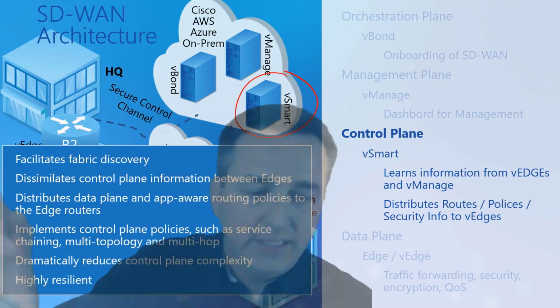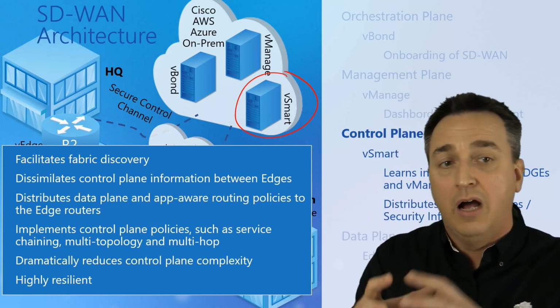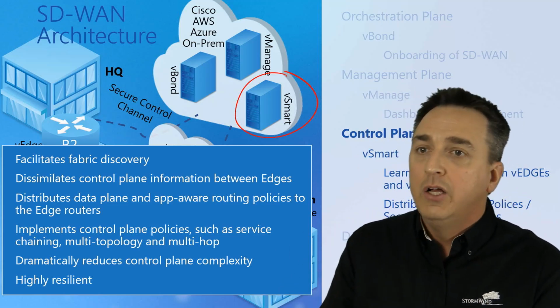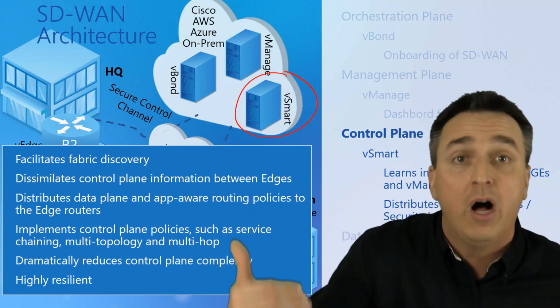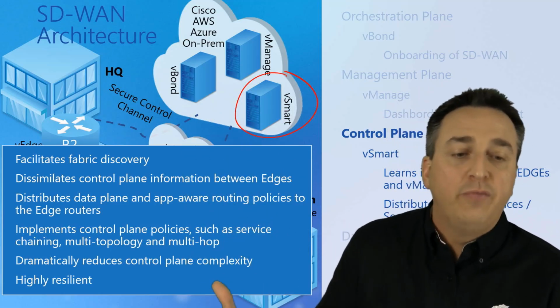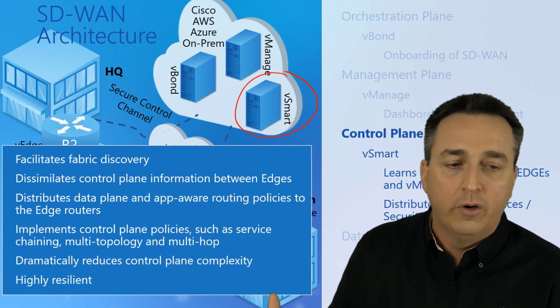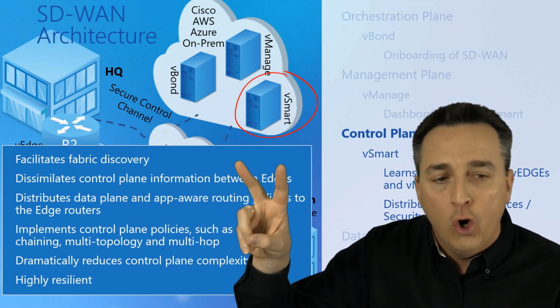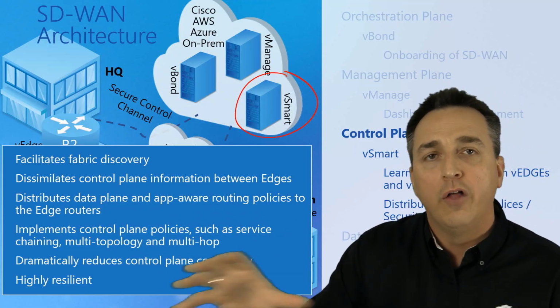So some things to keep in mind, vSmart is going to be used for what? Facilitating the discovery of your fabric. So what devices are part of that fabric? Through what? Through vBond as well. vBond has to let it know, right? Who is part of this fabric? Who do we need to register? Who do we need to work with? And so on and so forth. And so this is your control plane information for all those edge devices.